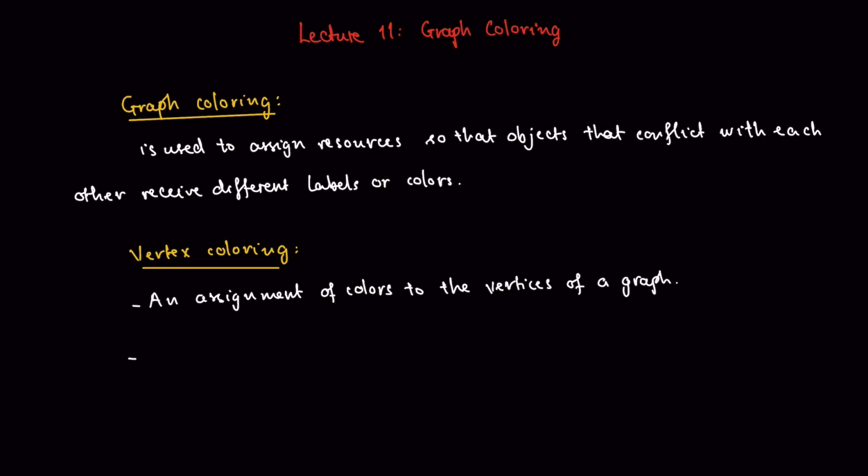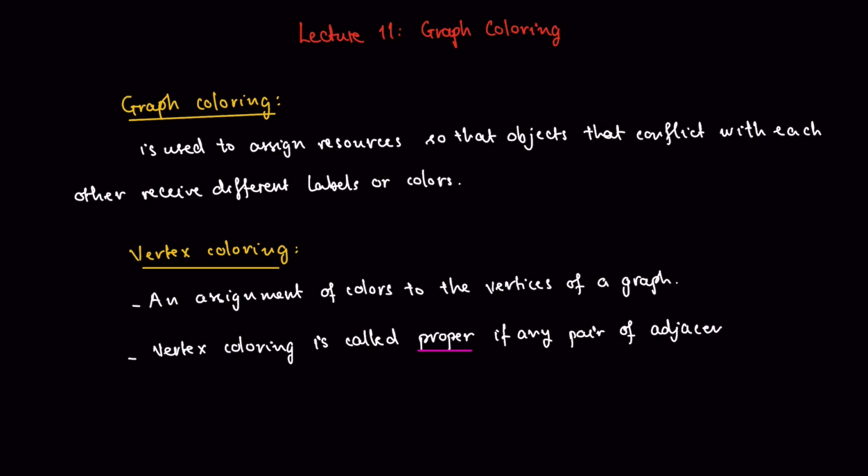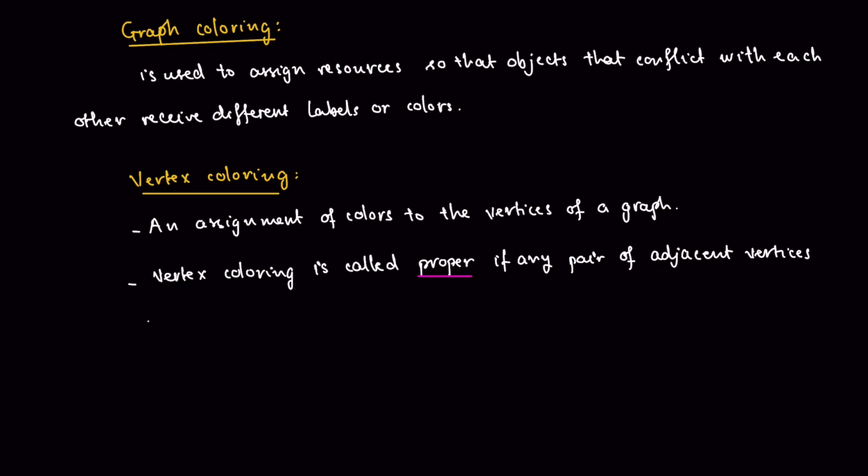That's enough definitions I want to give you here. The vertex coloring is called proper if any pair of adjacent vertices have different colors. And I want to highlight the word proper here.